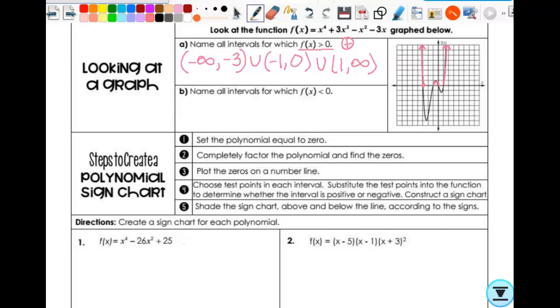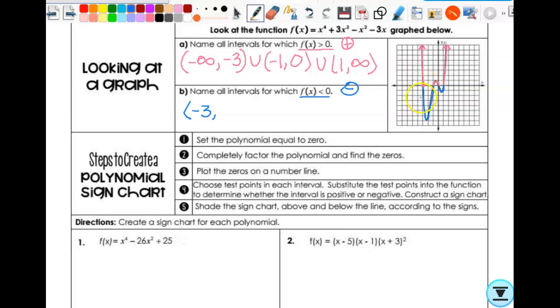All right. So then we want all intervals when f of x is less than 0, so that's negative. So my function is negative here and here. So the function begins being negative when x is negative 3.